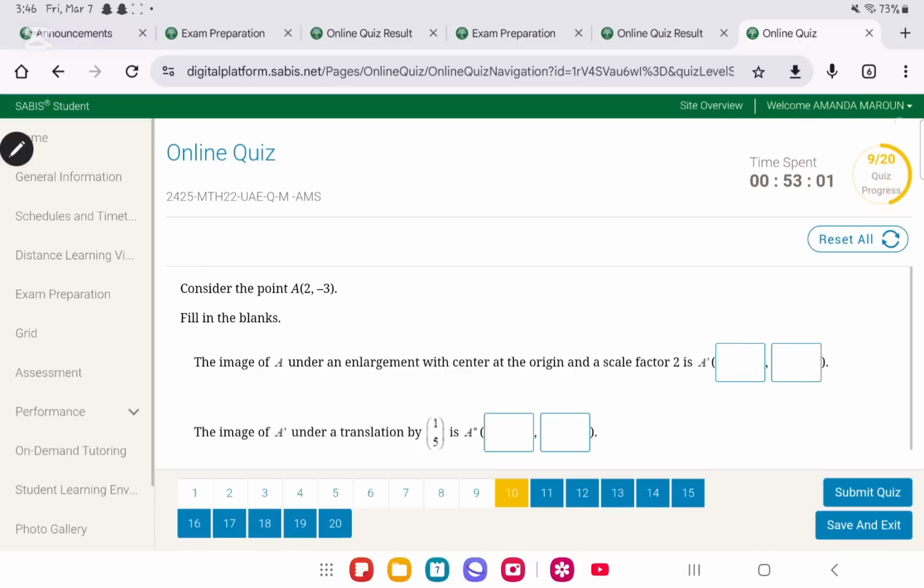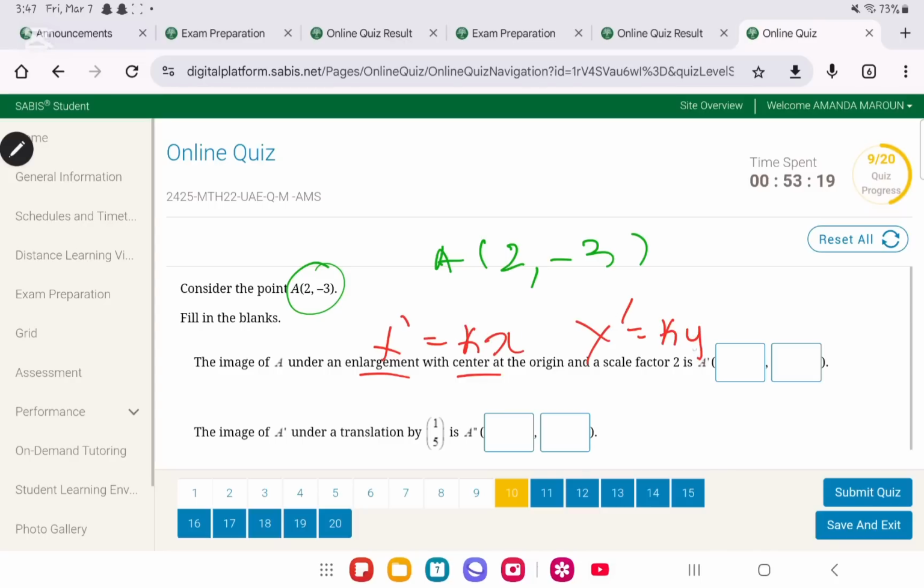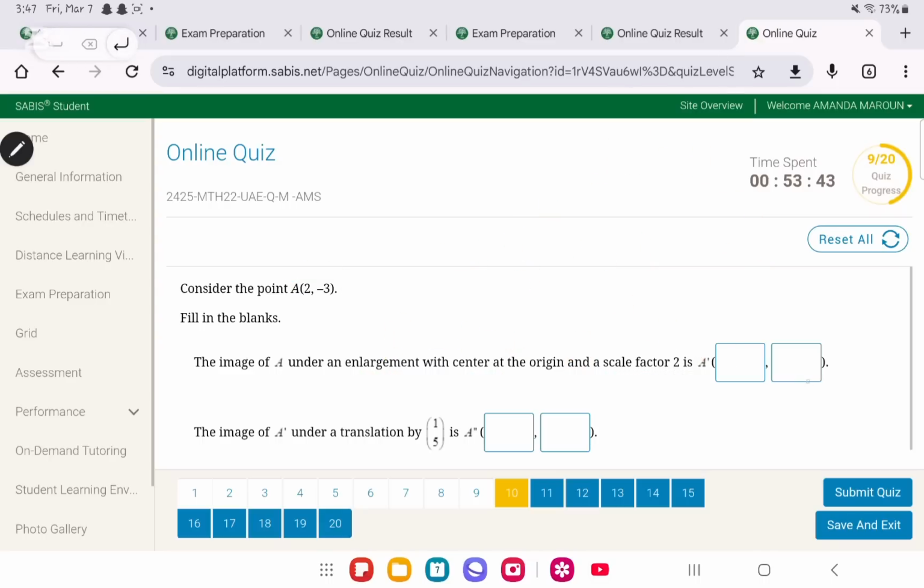We move on to question number 10. This question is not long, it's very easy. The image of A. So this is our point A. It is (2, -3). They said it's enlargement with center. Whenever you see center, you know it's very easy. X prime is equal to kx and y prime is equal to ky. So the scale factor is 2. So very simply, you're going to do an enlargement with scale factor being 2. So it's going to be 2 times 2, which is 4, and -3 times 2, which is -6. So over here, we have, not 2, my bad, we have 4 and -6.